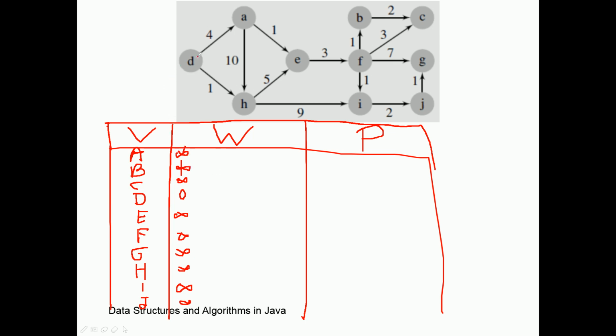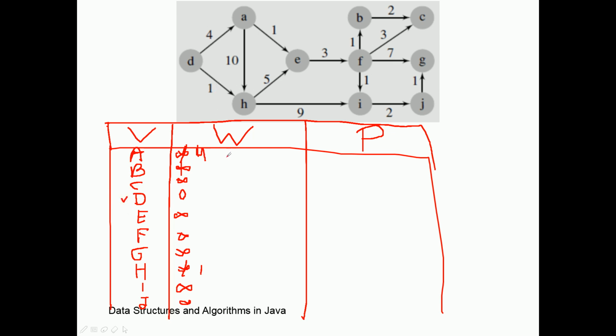Now, from here, the algorithm will start from D and see what are the different places that I can go from D to. So I can go to A, which means it will cost me 4. I can go to H, it will cost me 1. And now I'm done with D.